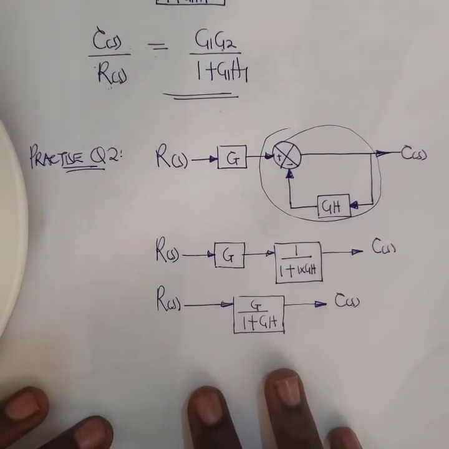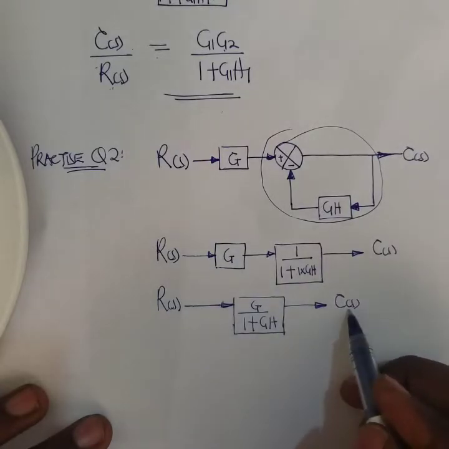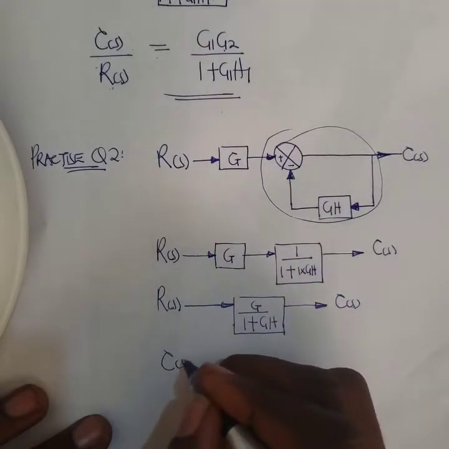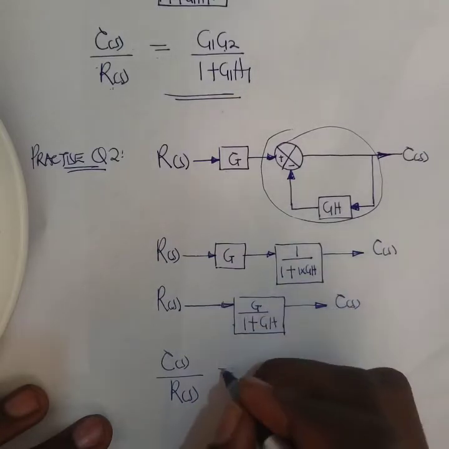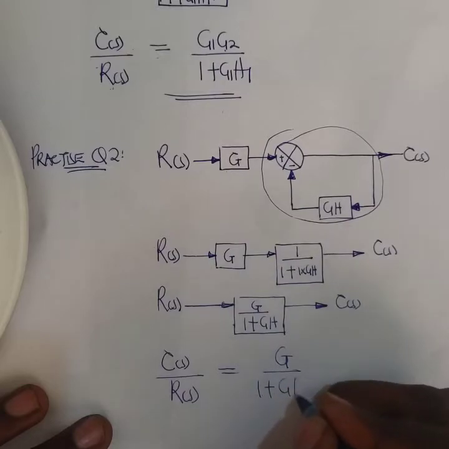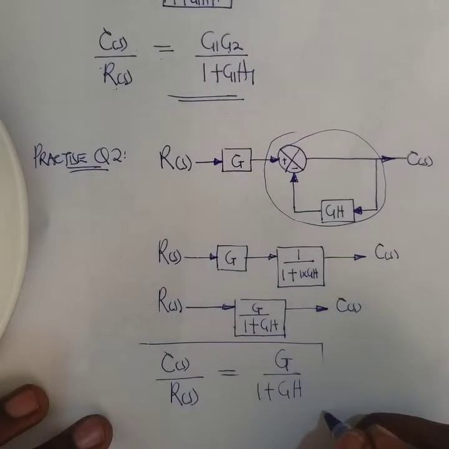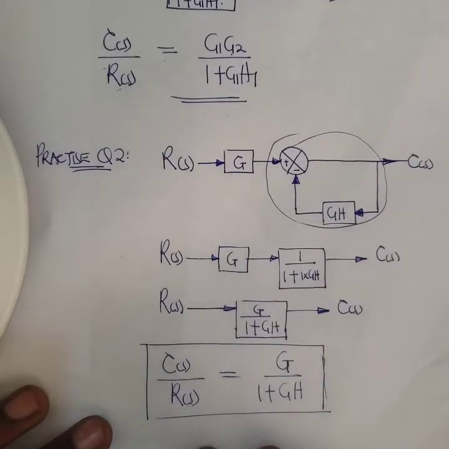Now, what is a transfer function? It is the ratio of our output signal over input signal. If RS is serving as an input signal, multiply this, I'm going to be having CS. So I can say CS all over RS is equal to G all over 1 plus GH. So this is going to be my transfer function for that block diagram.